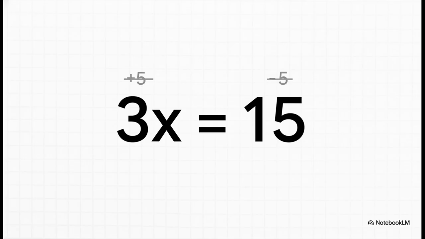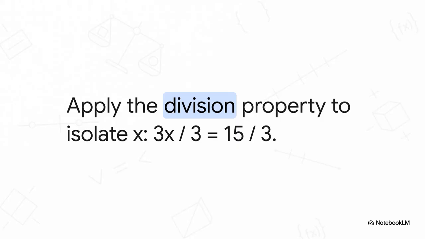We're definitely one step closer to isolating x, but we aren't quite there yet, right? Because that x is still being multiplied by 3. To undo that remaining multiplication, we just use another inverse operation, the division property of equality. We simply divide both the left side and the right side by 3. And because we perform the exact same operation to both sides, we preserve our equivalence.